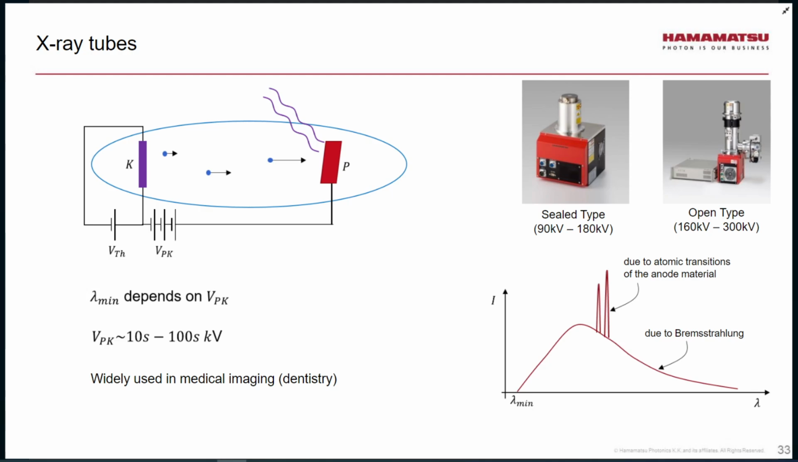And that lambda min will depend on the accelerating voltage. At the top of the slide, we see examples of X-ray tubes from Hamamatsu. And you can see that the accelerating voltages are on the order of even hundreds, multiple hundreds of thousands of volts. Needless to say, X-ray sources are widely used in medical imaging.